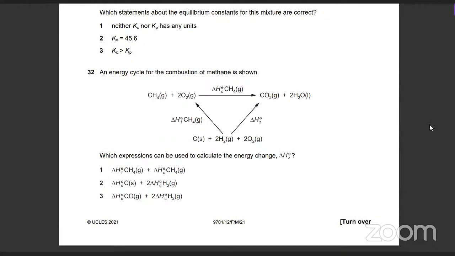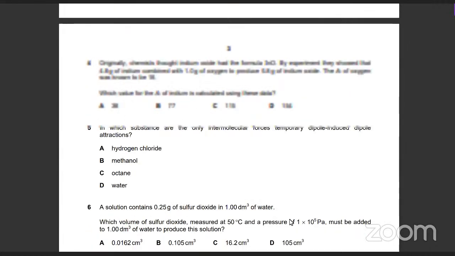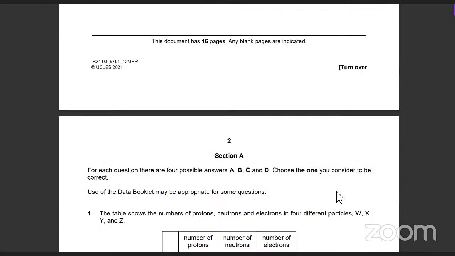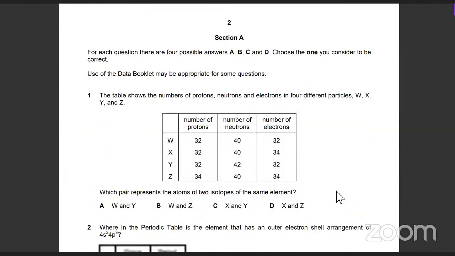ठीक है, so we are going to do this paper. ठीक है, this is the February March 2021 question paper 1-2. This one, February March 2021 question paper, कौन सा था? 1-2. Starting with the first question.